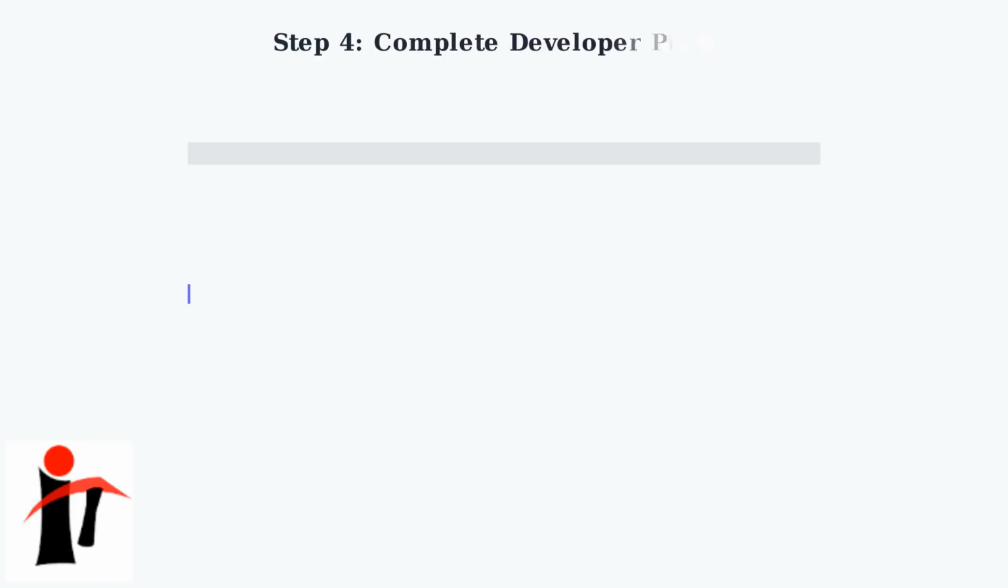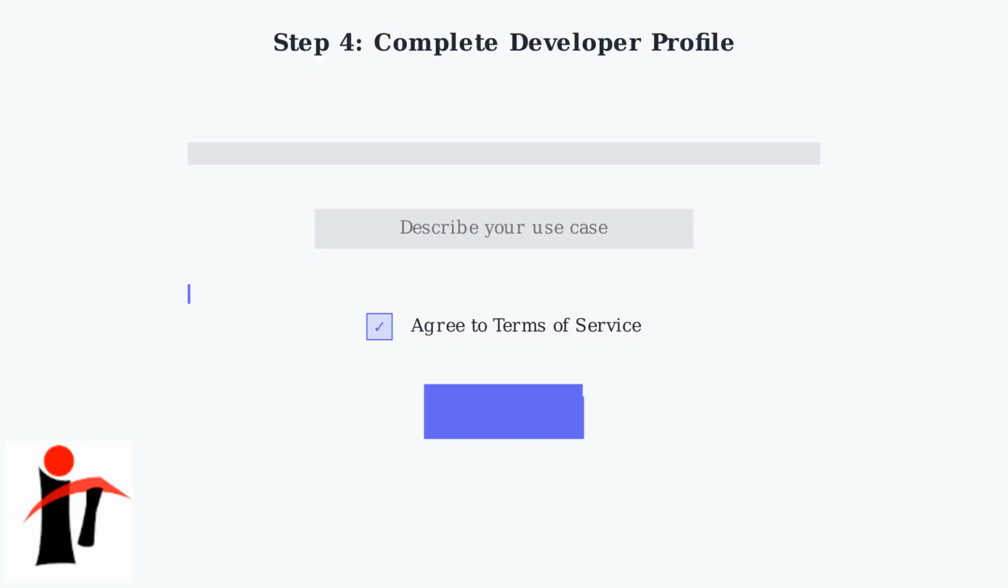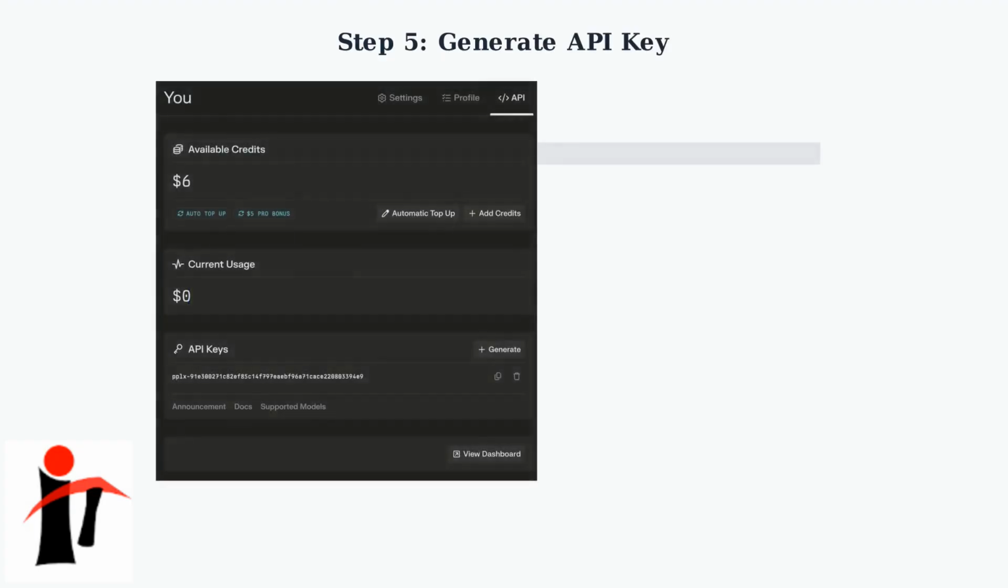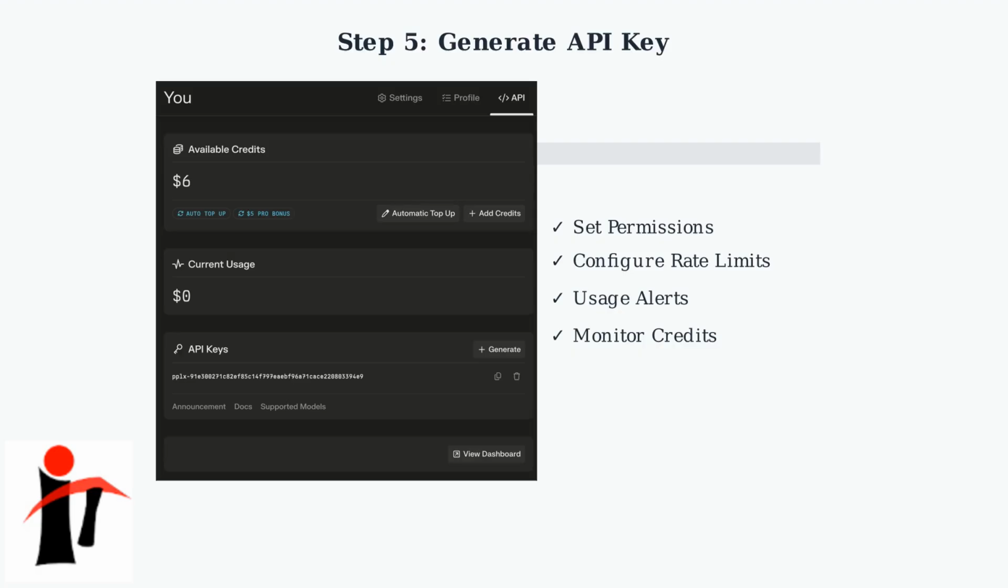Step 4. Complete your developer profile. Describe your intended use case for the API and agree to the terms of service and usage policies. This helps Perplexity understand how you plan to use their service. Step 5. Access your dashboard and generate your API key. Once approved, you can create API keys with specific permissions and configure rate limits and usage alerts to manage your usage effectively.